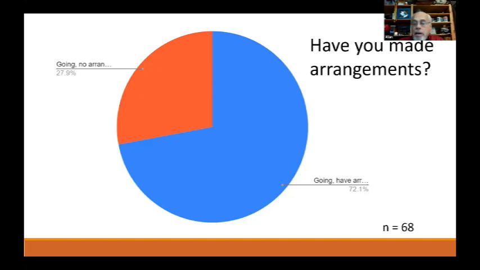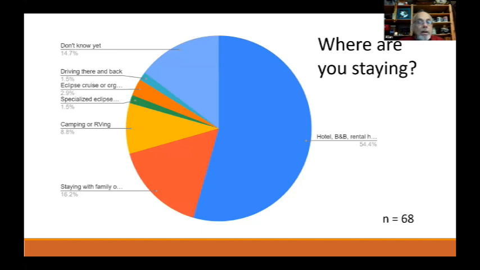If you go to the next slide, I have a couple others on where they're going or where they're staying. A little bit more than half are doing conventional hotels, B&Bs, or rental housing. About 1/6 in the red quadrant down the lower left are staying with family. The yellow section to the left, camping or RVing or similar. We have a few people who are doing other things.